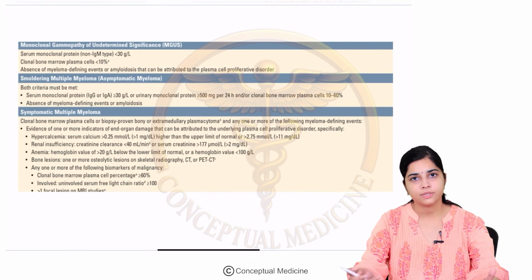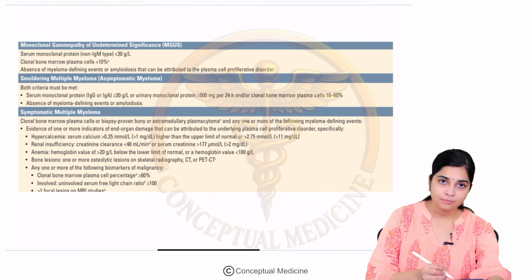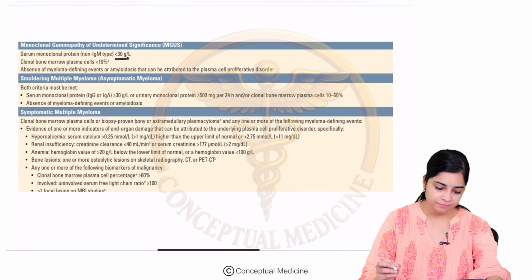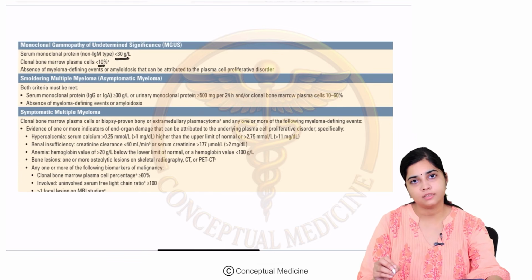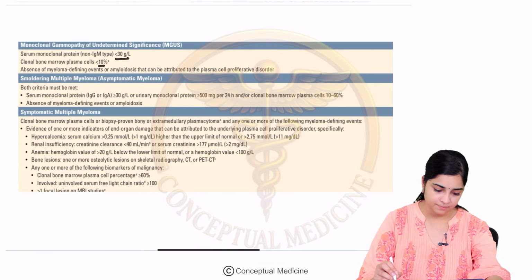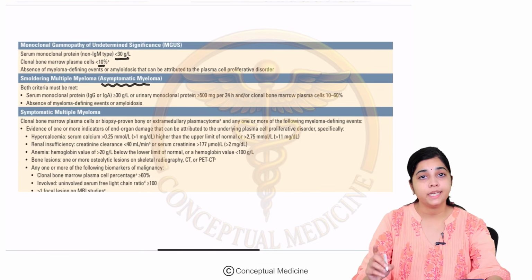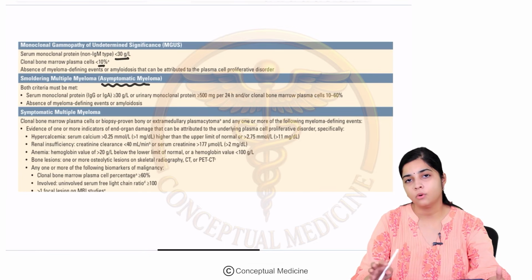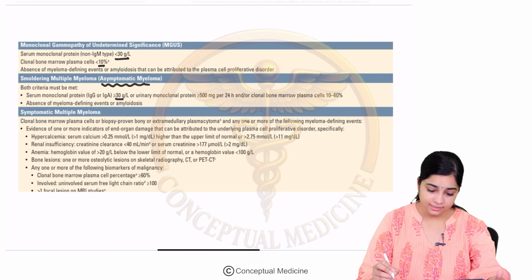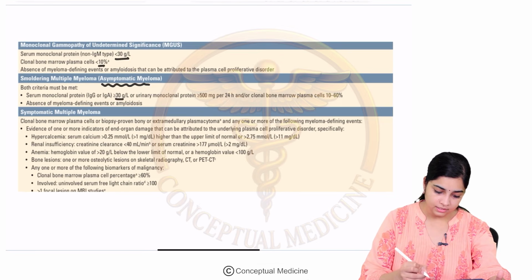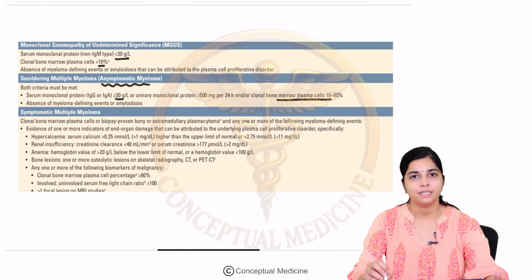So let us look at the definitions once again. So what is MGUS? Here the serum monoclonal protein is less than 30 gram per liter, clonal bone marrow plasma cells are less than 10%, and there is no myeloma defining event. Smoldering multiple myeloma is also called asymptomatic myeloma because there are no myeloma defining events, but the monoclonal proteins are more than 30 and the bone marrow plasma cells are more than 10%.